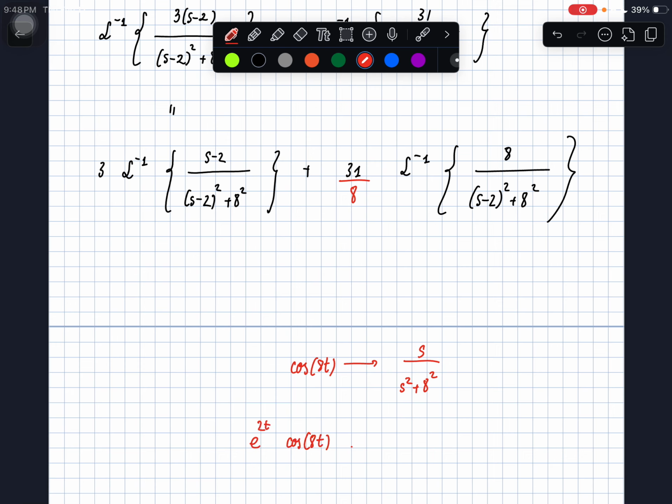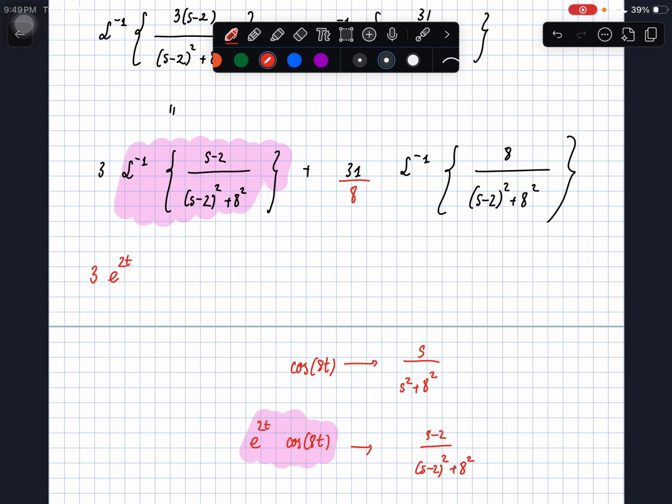This one will transform to (s minus 2) over (s minus 2) squared plus 8 squared. That's why the first term right here is the inverse transform of this one: 3 times e to the 2t cosine 8t.